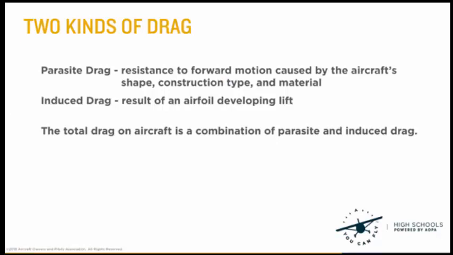Alright, so the two types of drag here are, we got parasitic drag, which is the resistance to forward motion caused by the aircraft's shape, construction type, and material, and induced drag is a result of an airfoil developing lift. The total drag on aircraft is a combination of parasite and induced drag. So we're going to be talking about those two types.